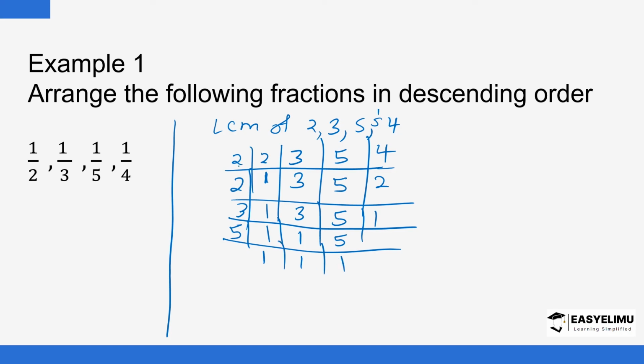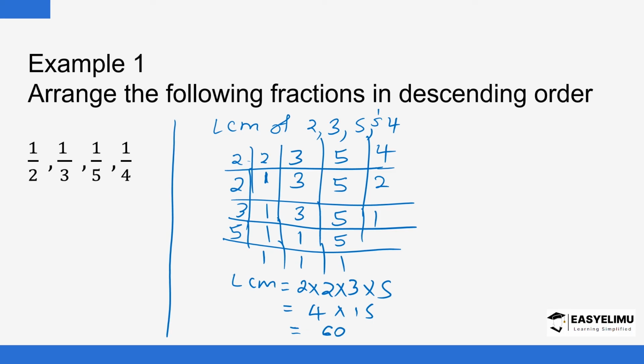Then the LCM is just the product of all these: 2 by 2. So the LCM here is going to be 2 by 2 by 3 by 5. So 2 by 2 is 4, by 15, and that is 60.